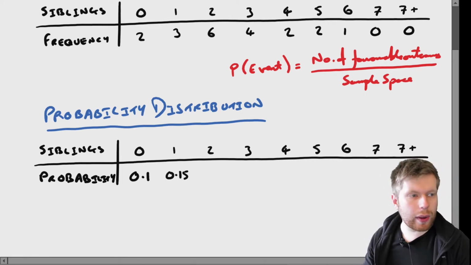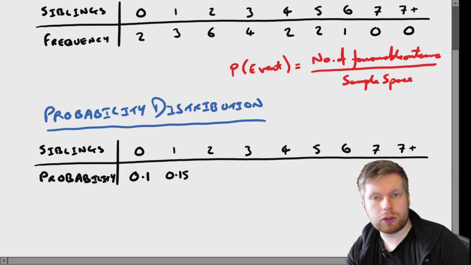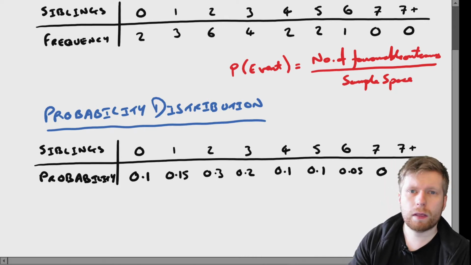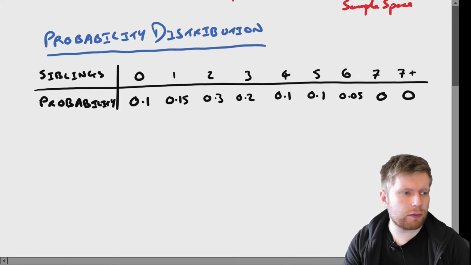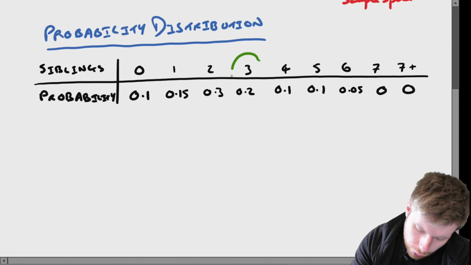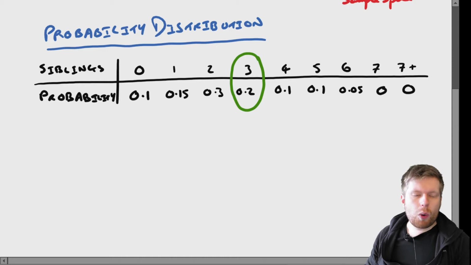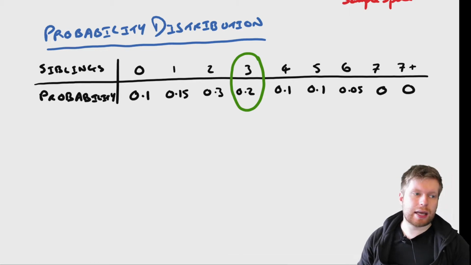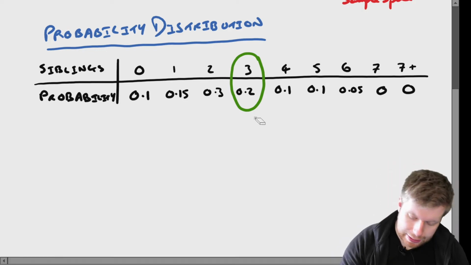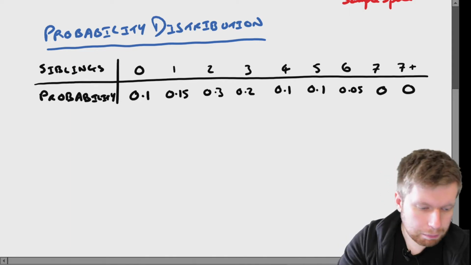If we carry on going through there, we're simply taking the number of people that had that many siblings, divided by the sample space, which is 20, and we should get a probability distribution that looks like this. So you can basically see here that I've converted this to a probability distribution. Now I can see that if I walk into the room and select somebody at random, the probability that they're going to have 3 siblings will be 0.2, so 20%. Hopefully that makes sense. This probability distribution just simply says, what's the probability of selecting somebody with that many siblings?